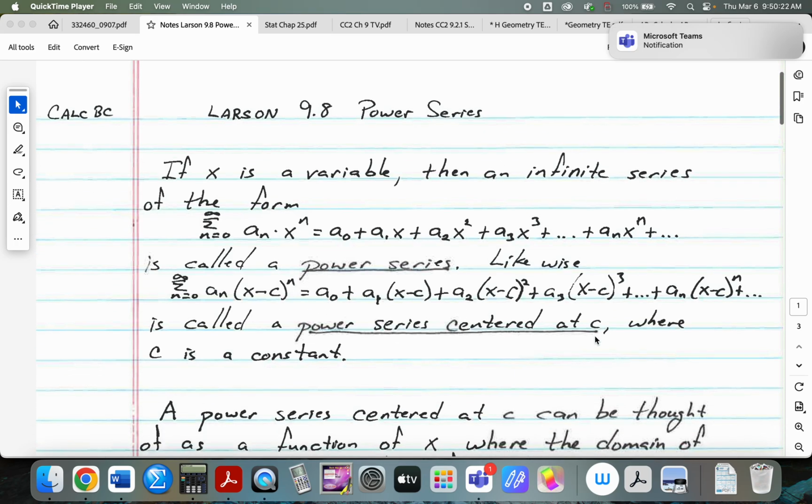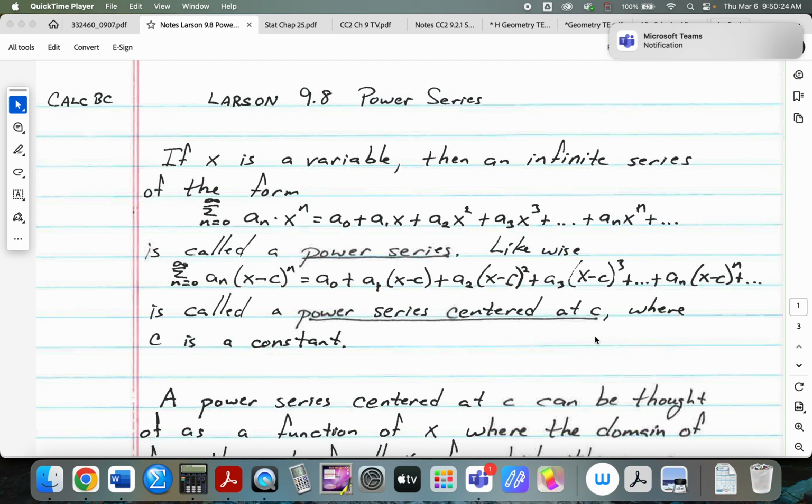But if x is a variable, then an infinite series in the form, the summation as n goes from 0 to infinity of a sub n times x to the nth power, where all those a sub whatevers are constants, is called a power series. This one is actually centered at 0.